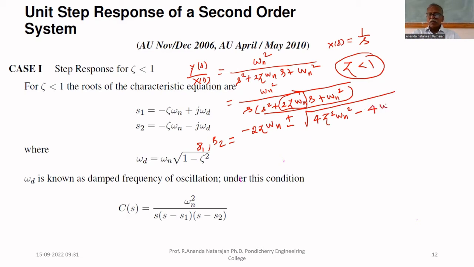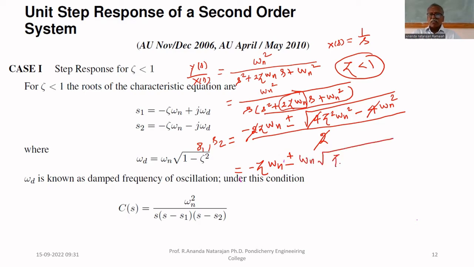C is omega n square, upon 2A. Here A equal to 1, therefore 2. The 2 gets cancelled. Therefore, this can be written as minus zeta omega n plus or minus omega n, which can be taken outside, omega n square root of zeta square minus 1.